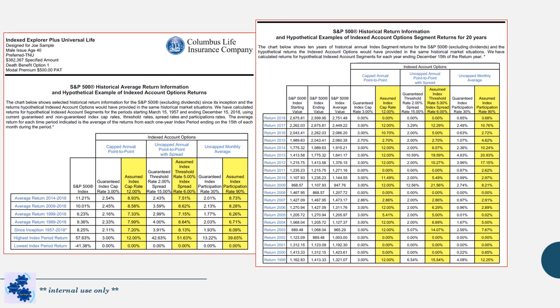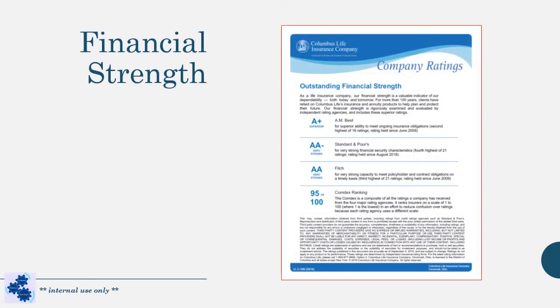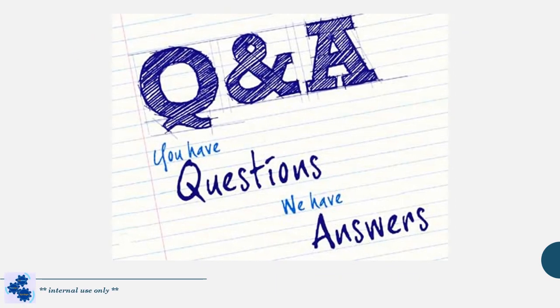1999 to 2018, so the last 20 years, year by year. The worst you had is 0, right? And the strength of the company: AM Best, A+, Standard & Poor's, AA-, Fitch, AA. Combining all these ratings together in the Comdex rating, out of 100 being the best, they're 95 out of 100 Comdex ranking. That pretty much wraps up the illustration.